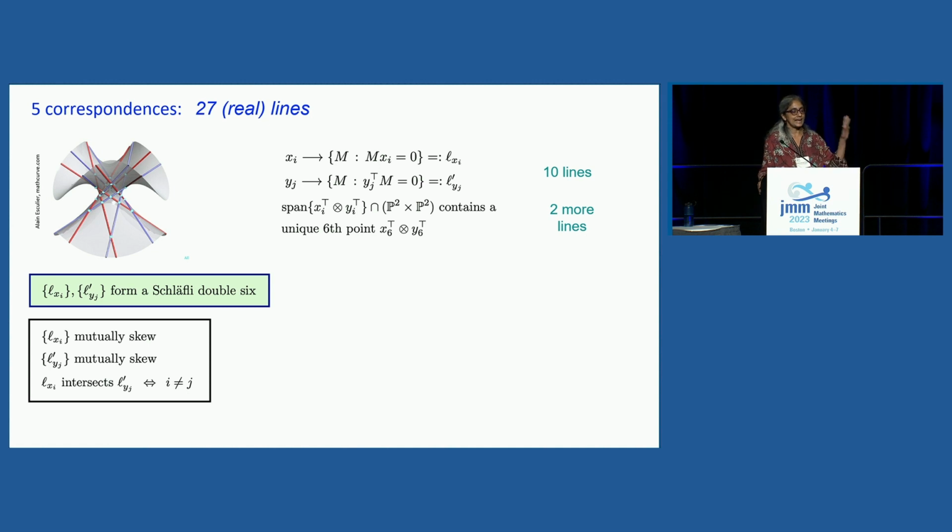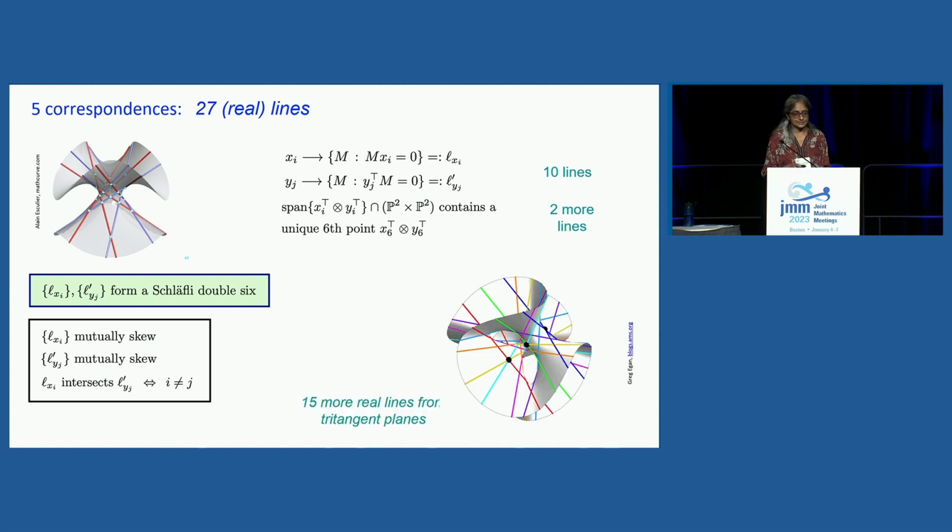The x lines are mutually skewed, so they don't pairwise intersect. The y lines are also mutually skewed. They don't pairwise intersect. But the xi line intersects the yj line if and only if i is not equal to j. So this is the definition of a Schläfli Double Six. It's a special line configuration that lives on cubic surfaces. So from 2 cameras in vision, you get a Schläfli Double Six on this cubic surface.